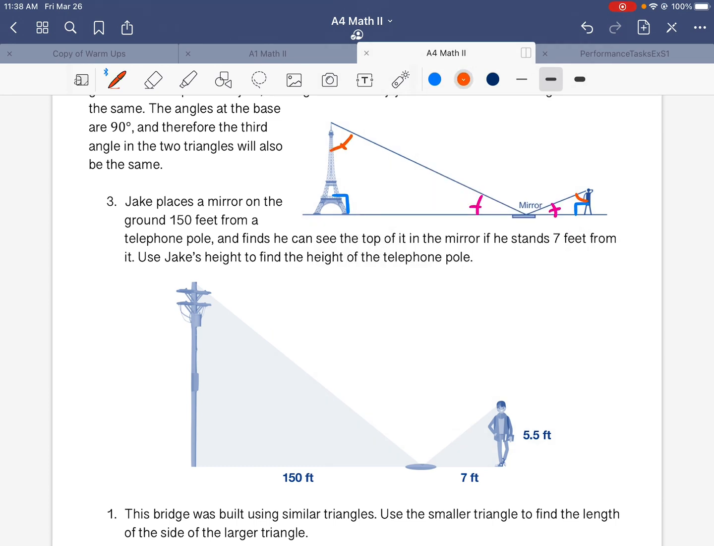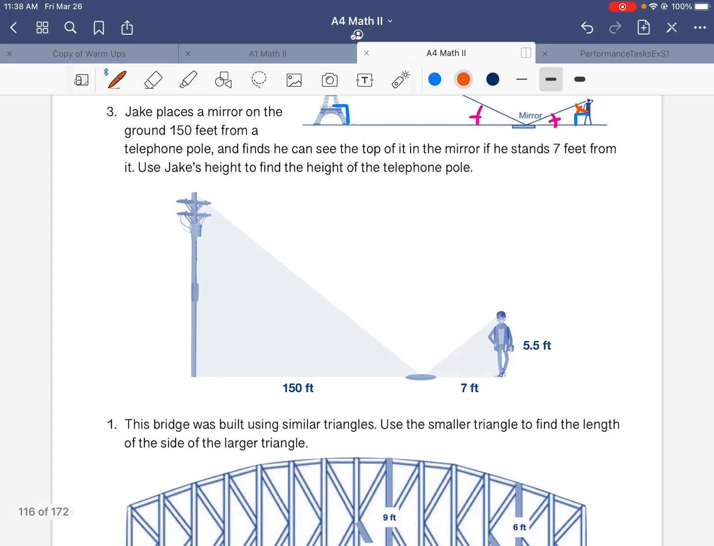So we have a pair of similar triangles created by your line of sight and the thing that you're looking at through the mirror, which is kind of weird. I don't know if anybody has tried this before. I don't think that I have.